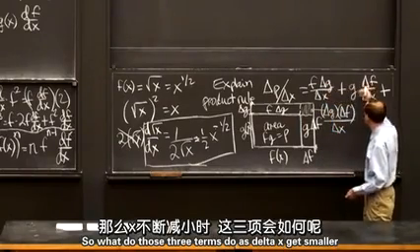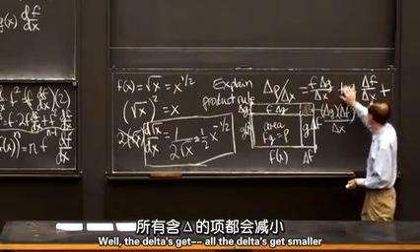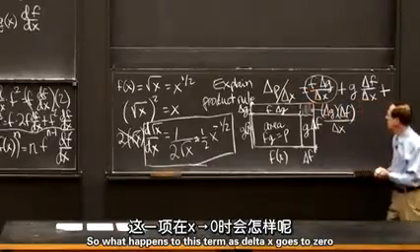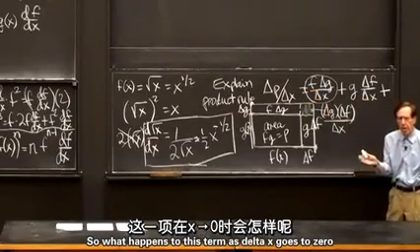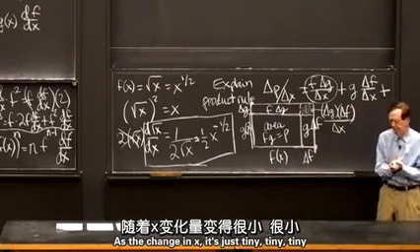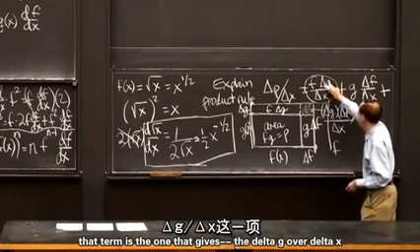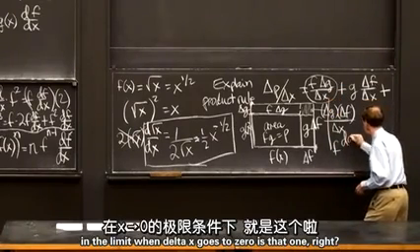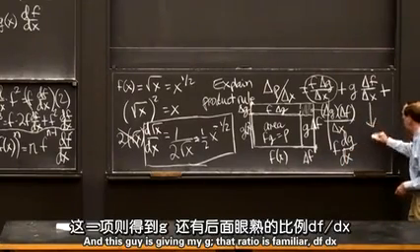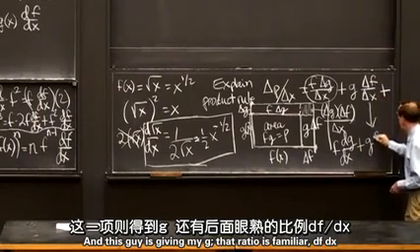So what do those 3 terms do as delta X gets smaller? Well, all the deltas get smaller. So what happens to this term as delta X goes to 0? As the change in X is just tiny, tiny, tiny, that term is the one that gives the delta G over delta X in the limit when delta X goes to 0, is that one, right? And this guy is giving my G, that ratio is familiar, df dx.